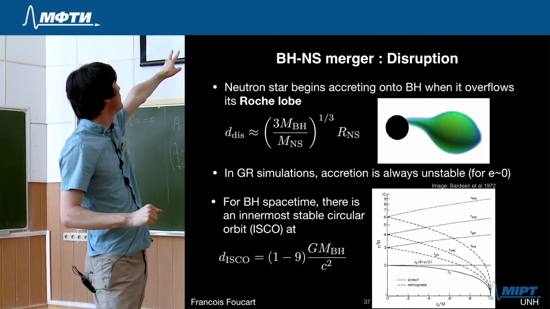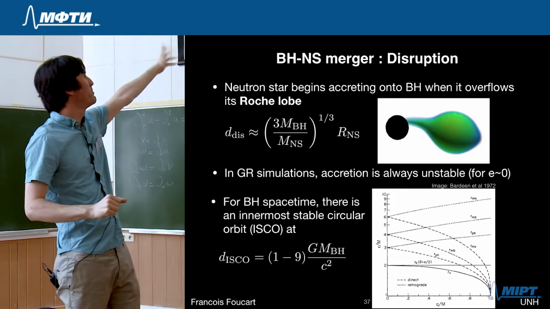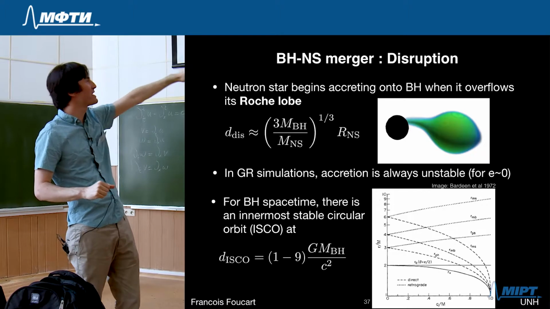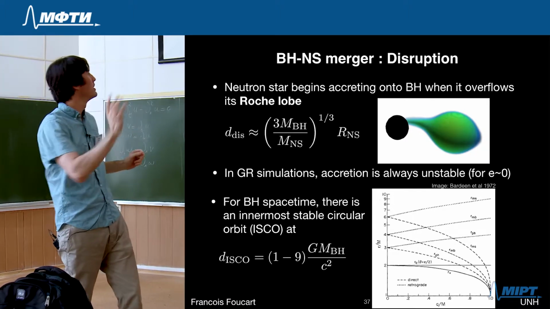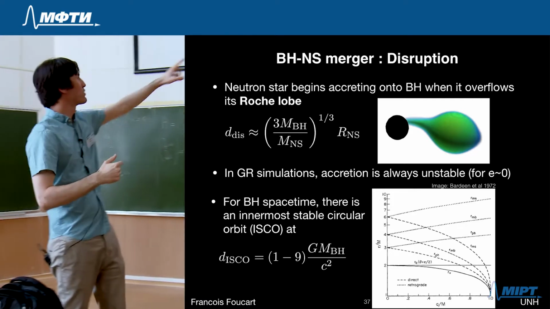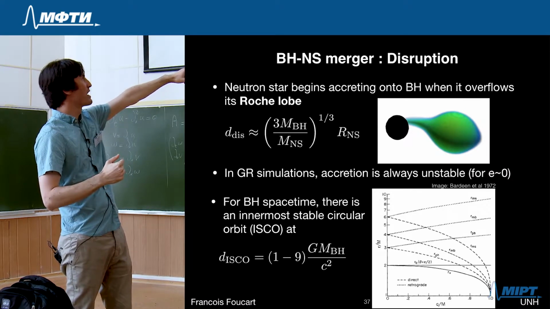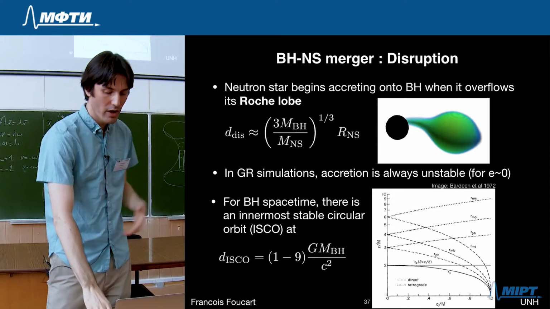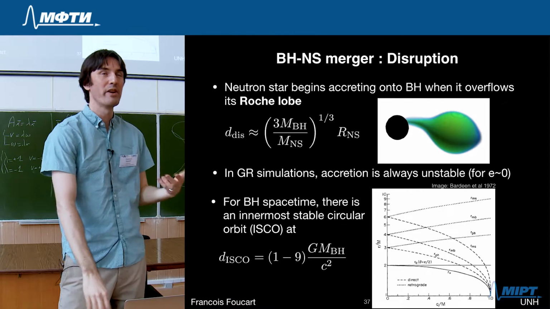And the ISCO distance is, depending on the spin of the black hole, between 1 and 9 times the gravitational radius. So for a maximally spinning black hole, if you have prograde orbits, it's 1 time the gravitational radius of the black hole. And for a counter-rotating orbit, it's 9 times. So it's a pretty strong function. It can be an order of magnitude difference depending on the spin of the black hole.